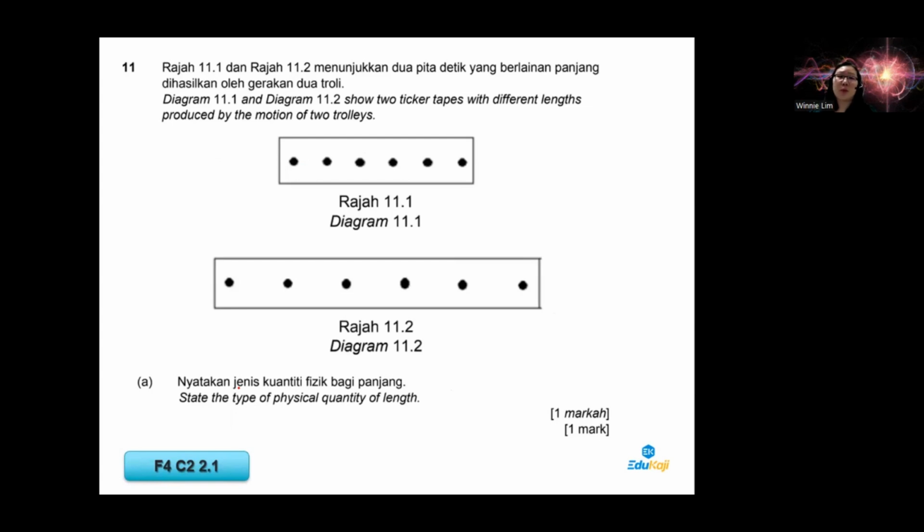So diagrams 11.1 and 11.2 show two ticker tapes with different lengths produced by the motion of two trolleys. First, state the type of physical quantity of length. So length is what type of quantity? You can have two answers. It is actually a base or scalar quantity, because it has no direction. Either one will do, but you only need to give one.